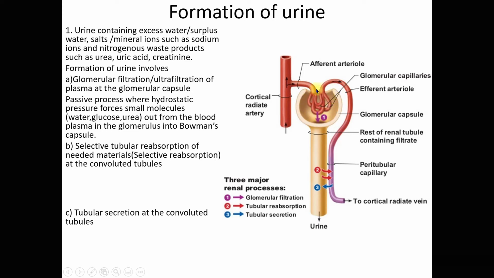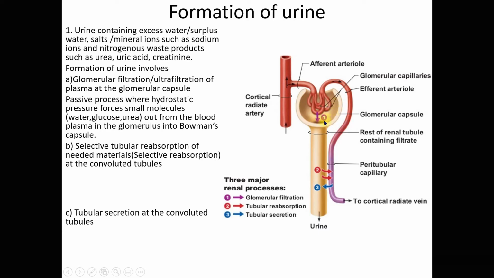So you know that the afferent arteriole brings blood, which has nutrients, into these glomerular capillaries. Because of the high hydrostatic pressure of this afferent arteriole, this will push the content of the blood in the glomerular capillaries into the Bowman's capsule or glomerular capsule.